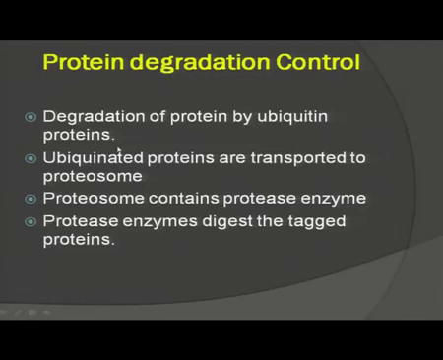Next is protein degradation control. If the protein has been synthesized and we do not need that protein, then that protein will be degraded, and the degradation of protein is under the control of ubiquitin protein. This ubiquitin protein will bind with the protein which is going to be degraded. The ubiquitin combined with the protein is called ubiquitinated protein, and it is transported to the proteasome. Proteasome contains protease enzyme. Protease enzyme means the enzyme which digests protein.